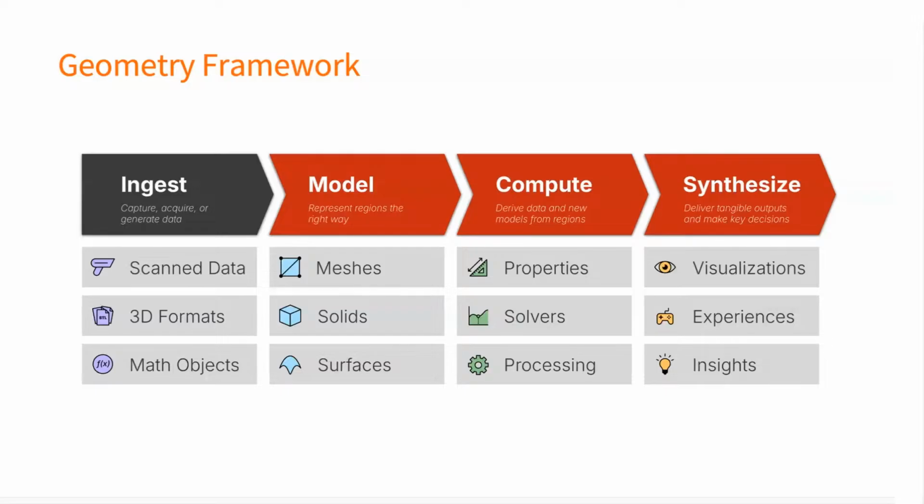And lastly, here we have synthesize. Once we have our model and we've done compute on it, we want to have a tangible output. This could be a visualization, such as a high-quality render. It could mean exporting our model to AR formats, so we could actually interact with it in a virtual environment. It can even be performing simulations to make informed decisions about some real-world system. But keep in mind that this diagram is not comprehensive, though I hope it gives you a good idea of our overall vision for geometry.